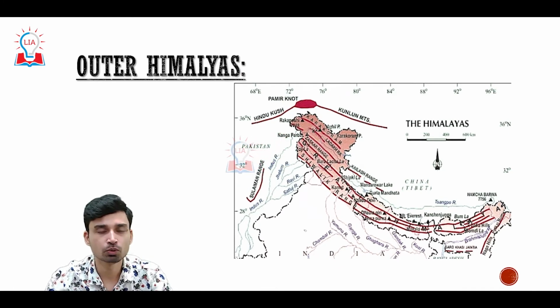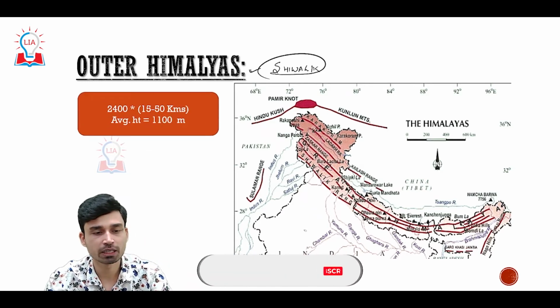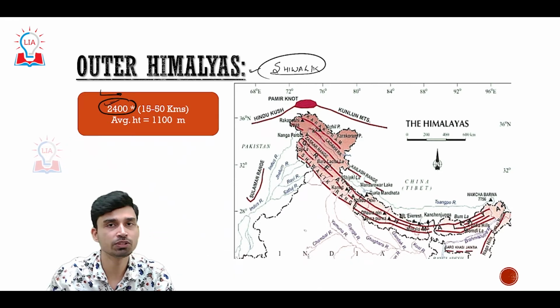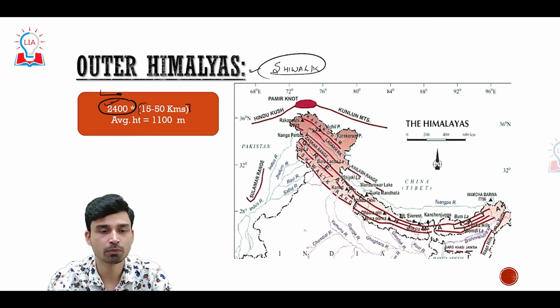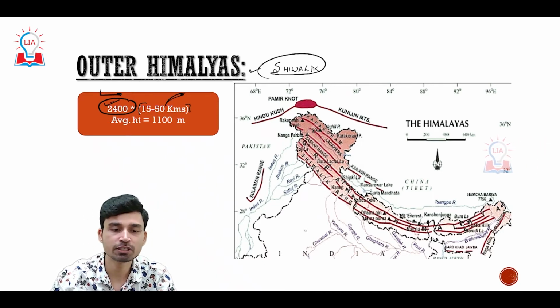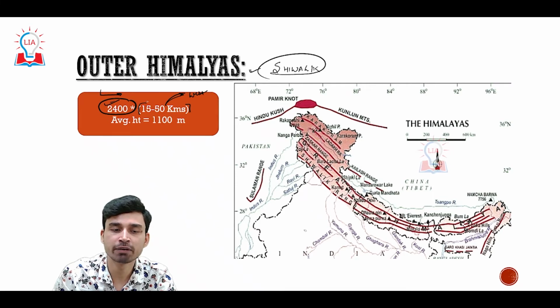Coming more towards the south, we have the outermost part of the Himalayas, called the Outer Himalayas, and in general terms it is also referred to as the Siwalik Himalayas. The average length of the Siwalik Himalayas from west to east is about 2,400 kilometers, while the average width ranges between 15 and 50 kilometers. To be more precise, the Siwalik Himalayas are wider in the west and become narrower as we go toward the east. So 50 kilometers is the width of Siwalik in the west, while 15 kilometers is the width in the east, where it stretches all the way up to the state of Arunachal Pradesh.